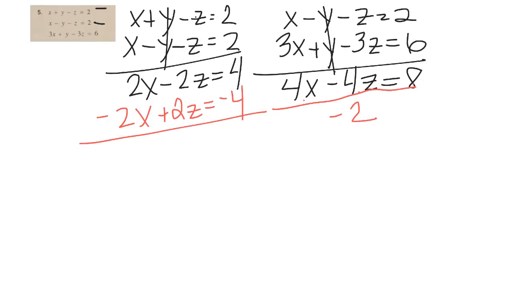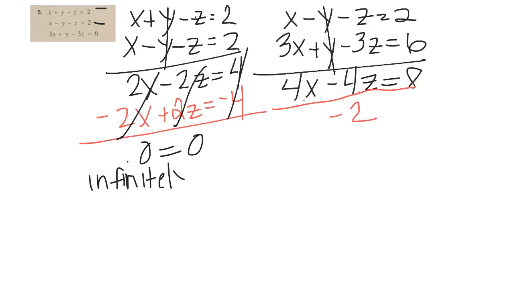And so my 2x and negative 2x equals 0, and my negative 2z and positive 2z equals 0, and my 4 and my negative 4 equals 0. So 0 equals 0, which means infinitely many solutions. And on the test, we're going to want you to write those solutions into a parametric form. So we'll go back and look at this equation.